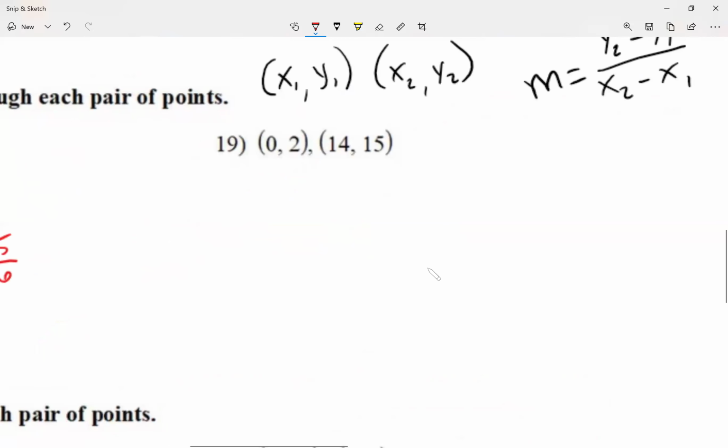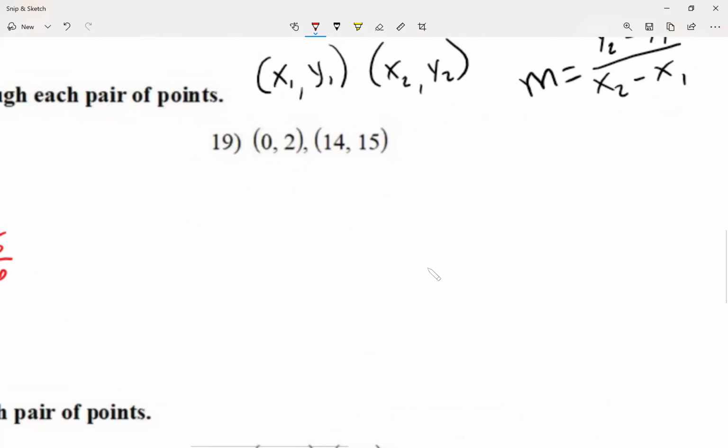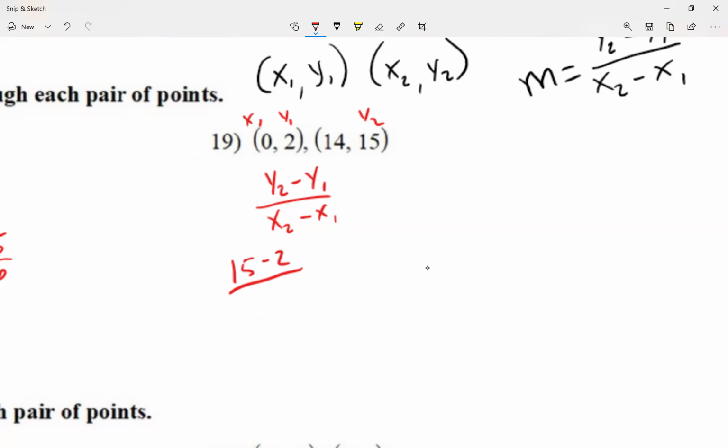Let's take a look at question number 19. Find the slope of this line. For me to remember the formula, it's the second y minus the first y over the second x minus the first x. In this case, I'm looking at the y values. Here's the first y and here's the second y. So I'm looking at 15 minus 2. For the x values, here's the first x and here's the second x. So I'm looking at 14 minus 0.